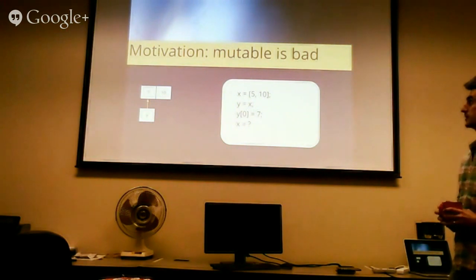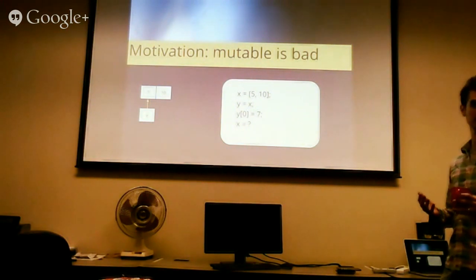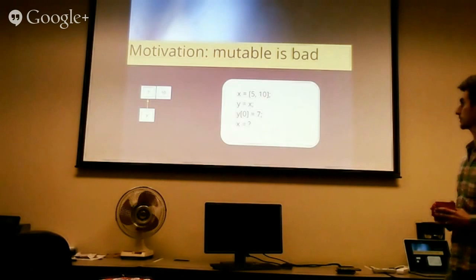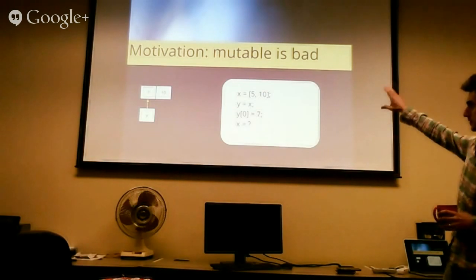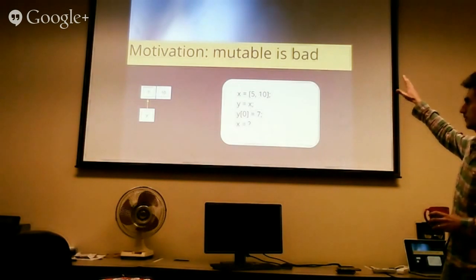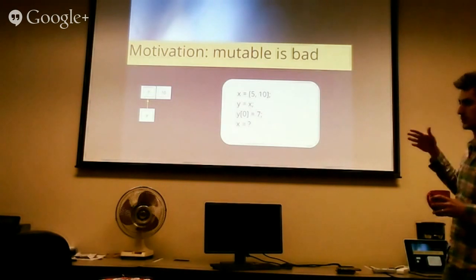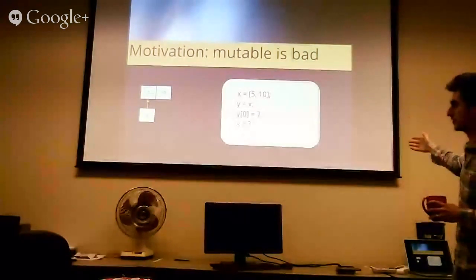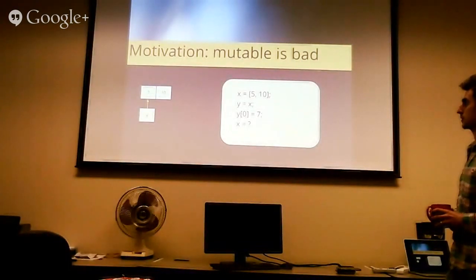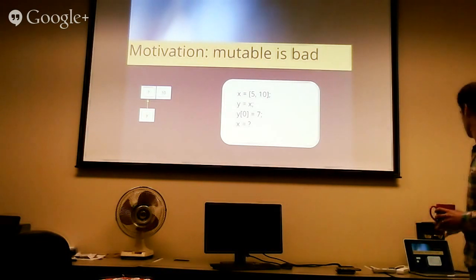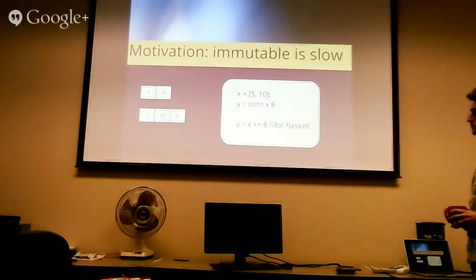So the motivation is sort of mutable is bad. That's sort of obviously what we've been talking about for a long time. I have this really simple code where you have an array 5 and 10. You set y to x, and then is y a pointer to x? Is y a copy of x? And it's really difficult to know. So if I change y at the 0 index to 7, what is that going to do to x? That can be really difficult.